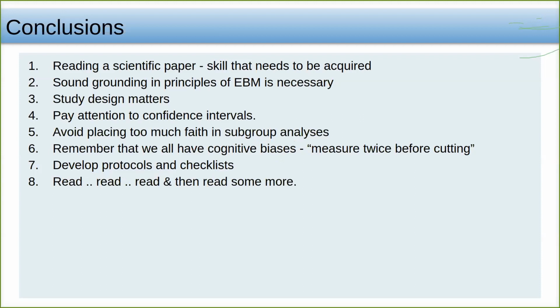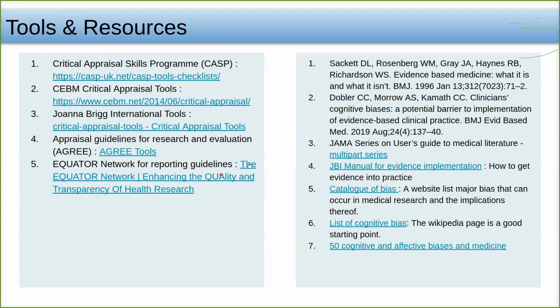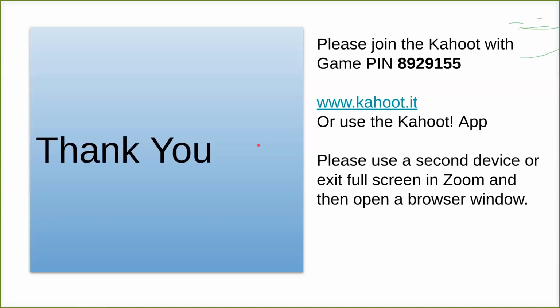Finally, read some more. These are the tools and resources that are available. I will share the link of the presentation to all of you so you can take a look at these. This one is very interesting. It's a catalog of bias by the CEBM group, where they're trying to catalog all the medical biases which can happen in research. This is the Joanna Briggs website, which gives you several critical appraisal tools. These are also there in the Critical Appraisal Skills Program and the CEBM Critical Appraisal Tools. All of these are checklists that you can use, and they make the appraisal of literature very fast, simple, and reproducible. So thank you.